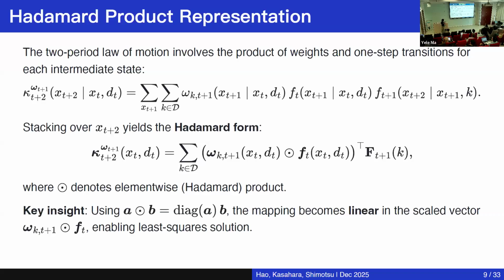And we can actually write this kappa, the future probability of the state appearing, as a Hadamard product structure of the weight choice and the future transition density multiplied by the current transition density. So this is a result that we found. And if you use this structure, the solution of the weights becomes linear. And of course, it's linear already for one-period finite dependence. But it enables us to conduct a linear weight search algorithm for two-period finite dependence.